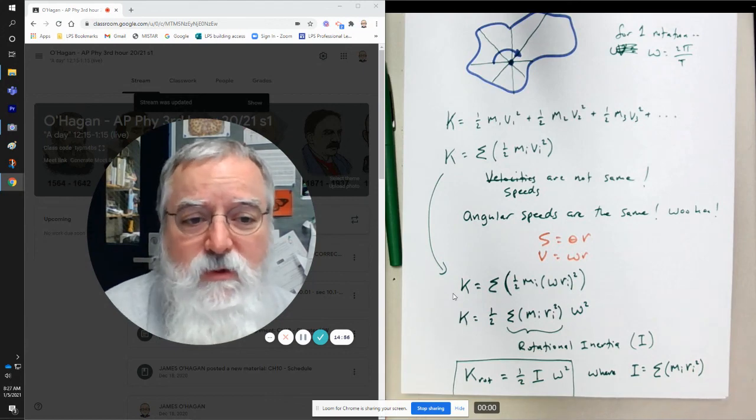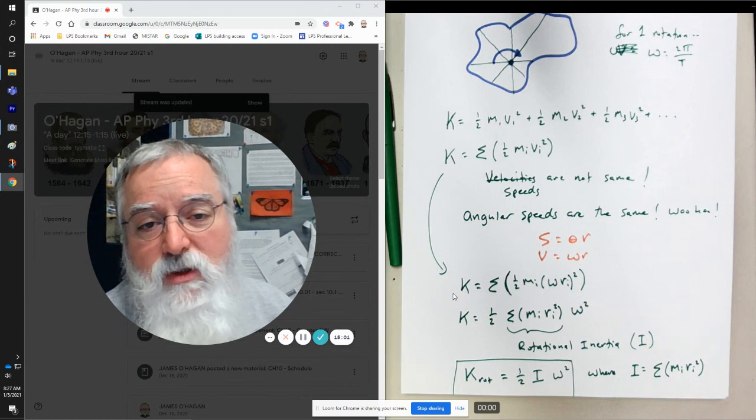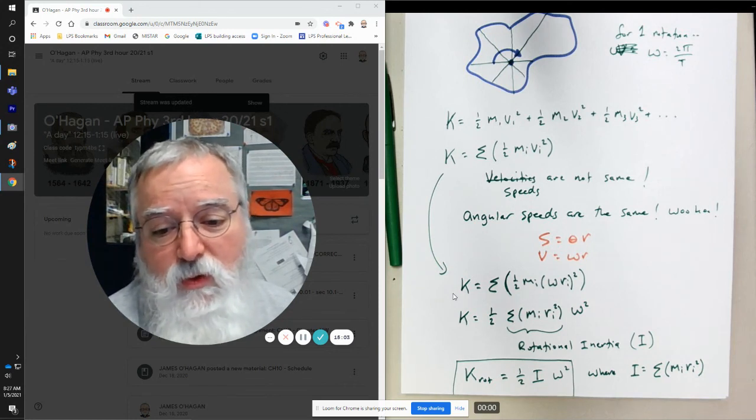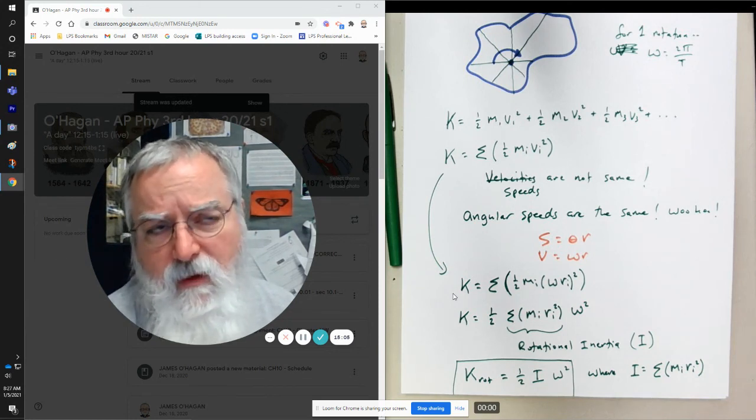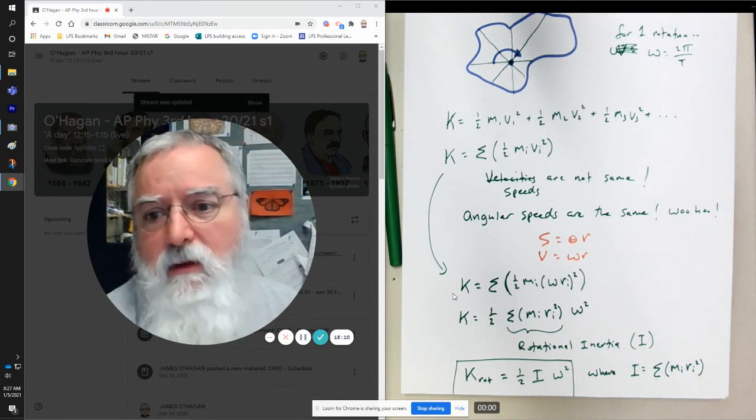So this is the kinetic energy of rotation. The reason it was brought up primarily is to introduce you to this idea of rotational inertia, which is the equivalent to a rotational mass. Yeah, that's it. It's the rotational equivalent to mass.